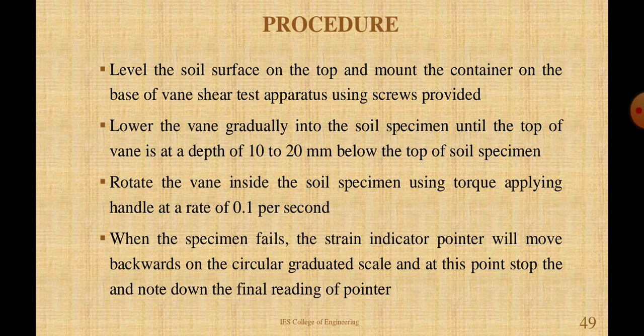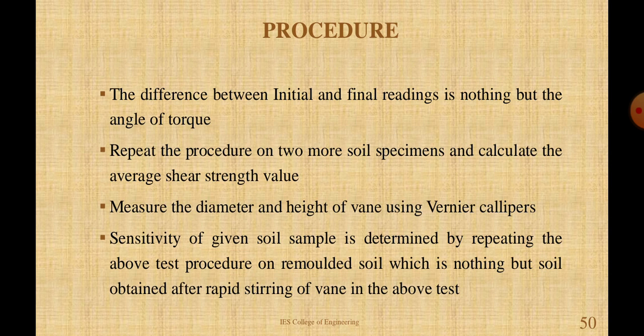And when the specimen fails, the strain indicator pointer will move backwards on the circular graduated scale, and at this point stop and note down the final reading of the pointer. Then the difference between the initial and final reading is nothing but the angle of torque. Repeat the procedure on 2 more soil specimens and calculate the average shear strength value. Measure the diameter and height of vane using vernier caliper. Sensitivity of the given soil sample is determined by repeating the above test procedure on remolded soil, which is nothing but soil obtained after rapid stirring of the vane in the above test.